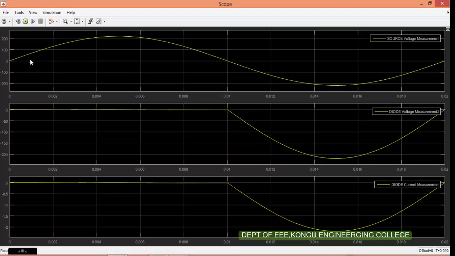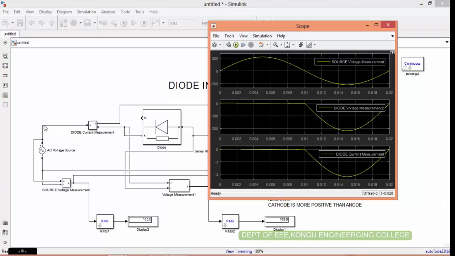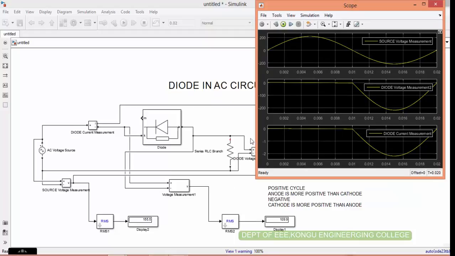Now you can clearly see that as it is reverse bias, during the positive cycle the cathode is more positive than the anode, and hence the diode will not conduct during the positive cycle.